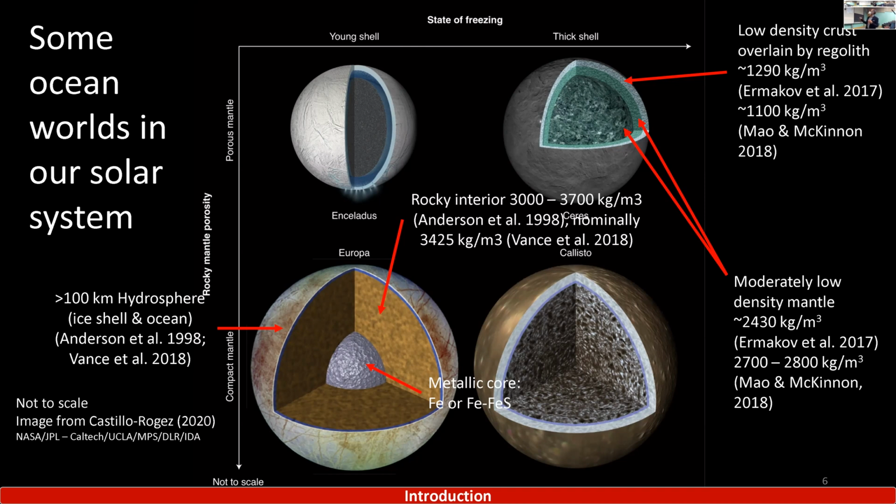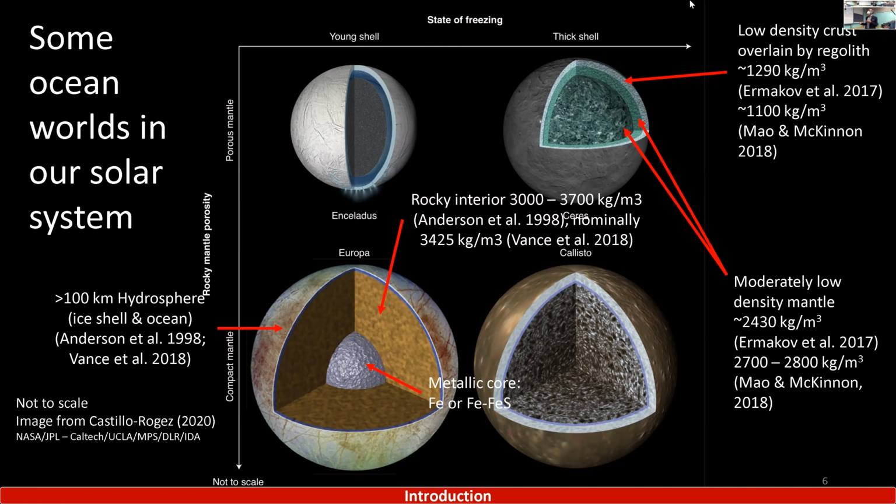which is probably made of iron or some sort of iron sulfide alloy, and then a rocky interior of relatively high density. For Ceres, I'm sorry, that's sort of blocked off there. You can't really see what's going on over here, but overall, Ceres is a bit of a mysterious object. So it has a relatively low density mantle of somewhere between 2,400 to 2,800 kilograms per cubic meter.